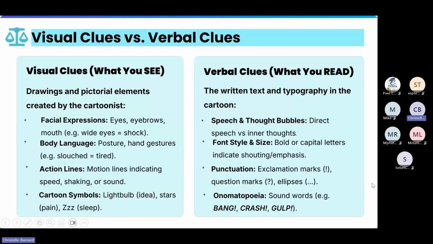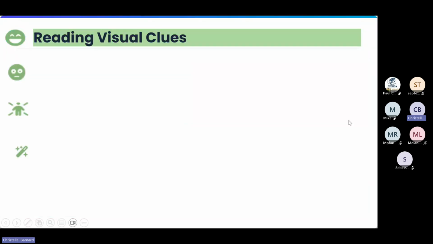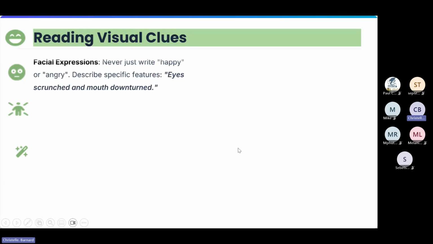And then the last one, remember the big word, onomatopoeia. That is the words like bang, crash. If you gulp something down, you swallow something loudly, or you eat fast, then we say that sound is a gulping sound. So that's just a little bit more information on visual clues, what we see, and the verbal clues, what we read. And now let's take a closer look at reading visual clues.